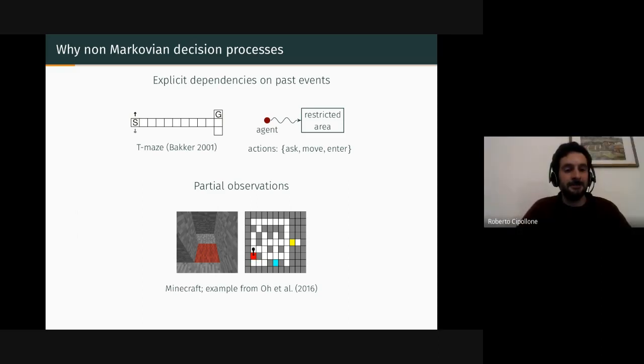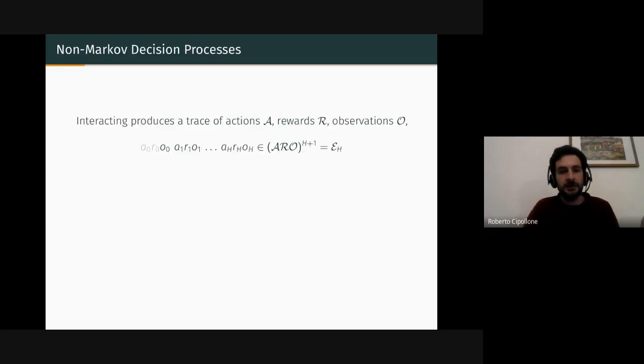But basically, there's a dependency on the past observation. So here, if the agent knew the cell it occupies, that information would be enough to predict the next observation and reward. But from the left image, the agent might get confused about which cell it occupies. Now, if we want to formalize this environment, we need to talk about entire traces of interaction and sequences of observations, actions, and rewards. We'll be in the finite horizon setting, so we consider H transitions exactly.